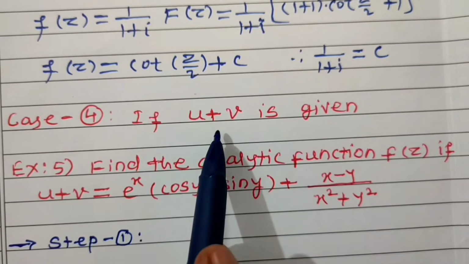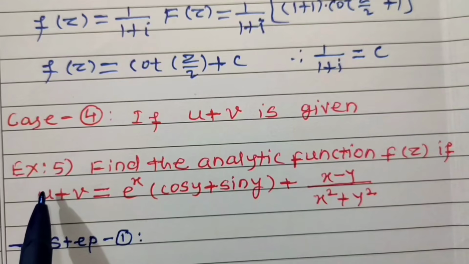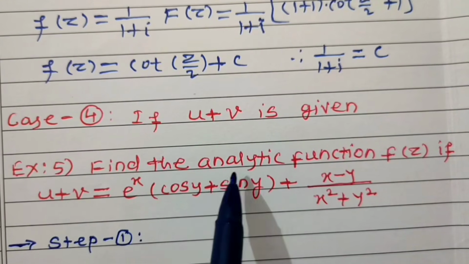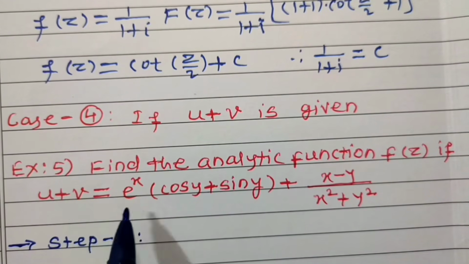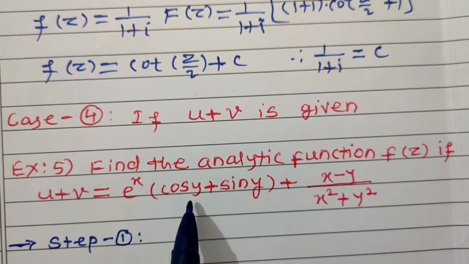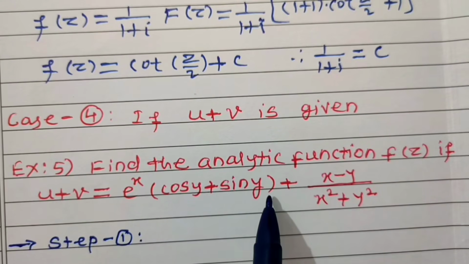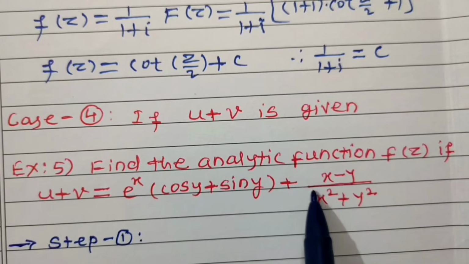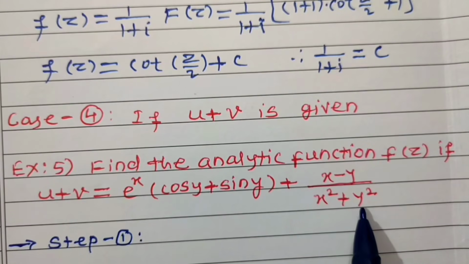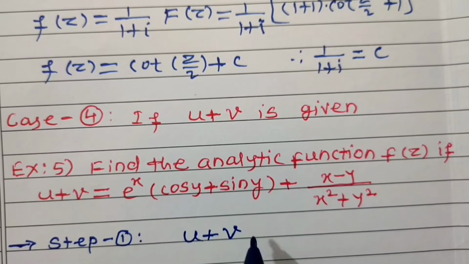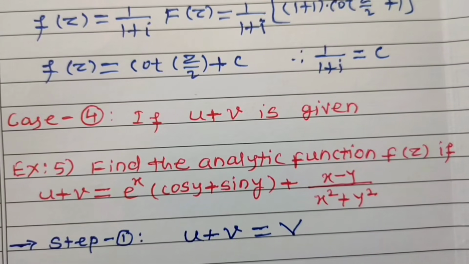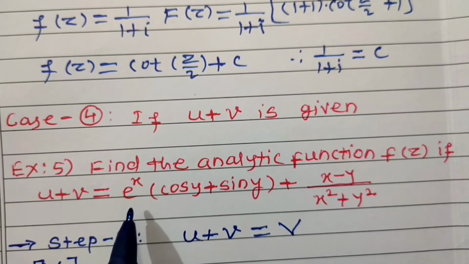If u plus v is given. So example number 5, find the analytic function f of z if u plus v is equal to e to the power x into bracket cos y plus sin y bracket close, plus (x minus y) divided by (x square plus y square). So let us assume u plus v is equal to capital V. Okay. Now we have to find out capital V, replacing x by z and y by 0 in u plus v on the right hand side.